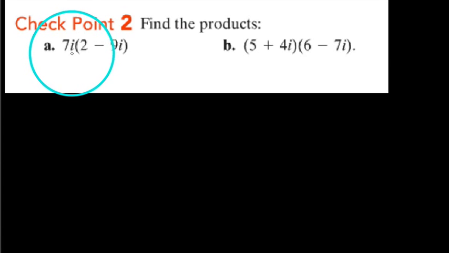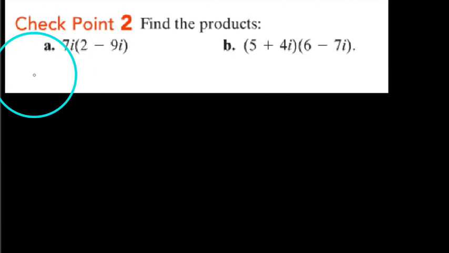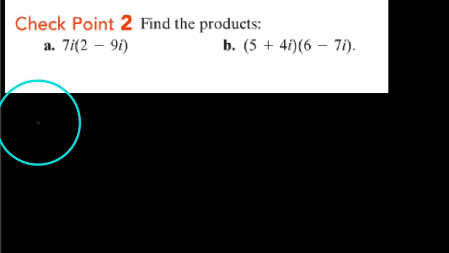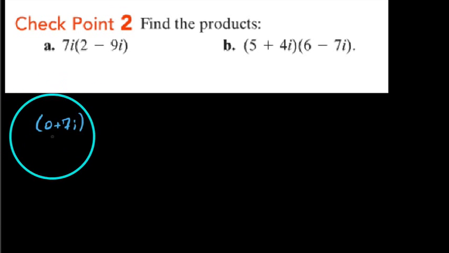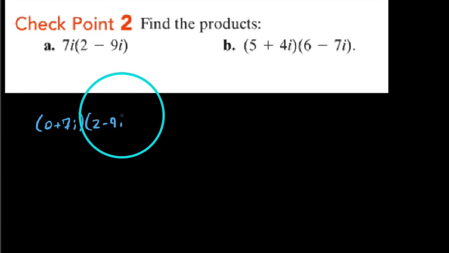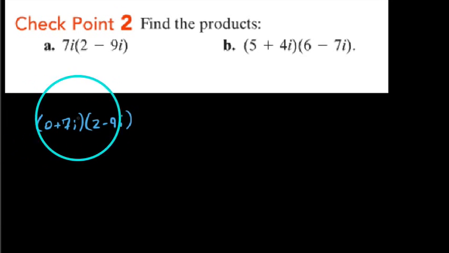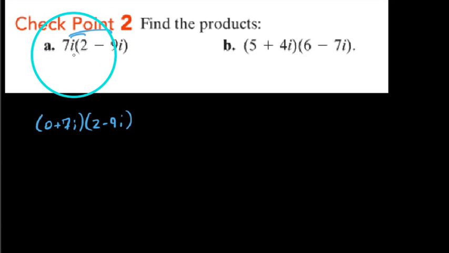I notice that I have 7i times the quantity 2 minus 9i. One thing I do want to mention here is this. It is not worth our time in this instance, but we can look at the 7i as some purely imaginary number because it has no real part. We're just multiplying that times some complex number, 2 minus 9i. The way we would treat this is we would just FOIL. But again, it's not worth us doing so, because if I have something that's just a single term, a monomial, times this binomial, we can just go ahead and distribute it through.